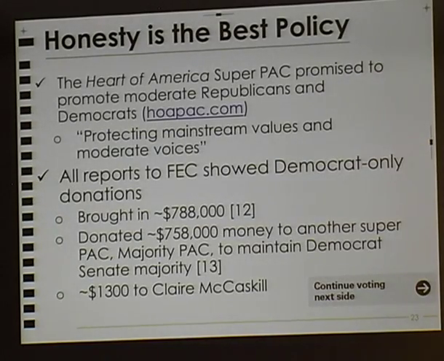We also have the Heart of America Super PAC, which promised to promote moderate Republicans and Democrats, pretty much trying to get both sides of the aisle working together. However, when you started to look at the actual FEC filings, they brought in a total of about $788,000. But when you look at how they spent that money, $1,300 of it was spent on Democrat Claire McCaskill's re-election campaign. And the large bulk of the money, $758,000, was donated to another PAC, the Majority PAC, which was used to maintain Democrat Senate majority.